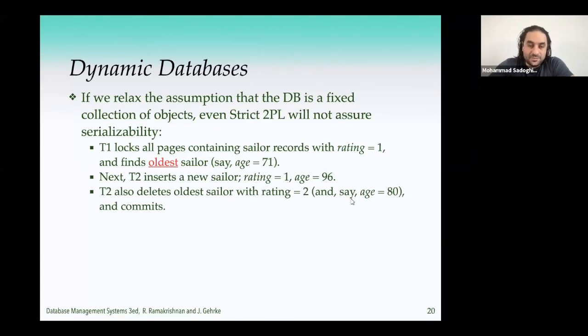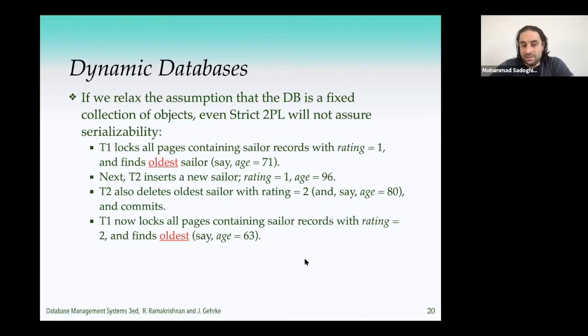Let's say T2 also deletes the oldest sailor with rating 2, say that's 80. So there's a sailor with rating 2 and the age of 80, and T2 goes ahead and deletes that and commits. Now T1, continuing its read, still wants to find the oldest sailor. So it says, okay, I'm going to lock all the sailor records with rating 2, and it finds that the oldest rating 2 sailor is age 63.